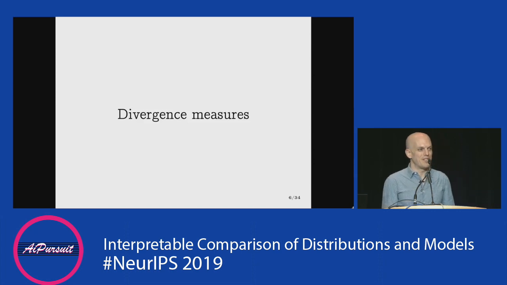So let's talk about divergence measures. I've got P and Q. Are they different? Are they the same?